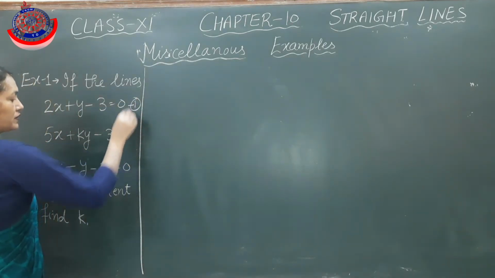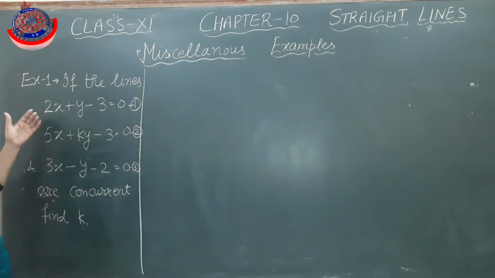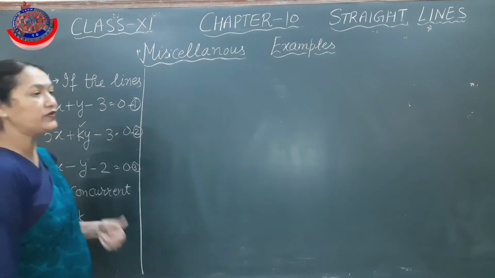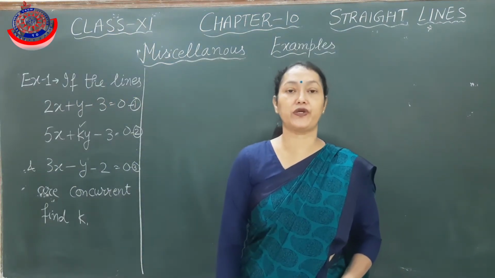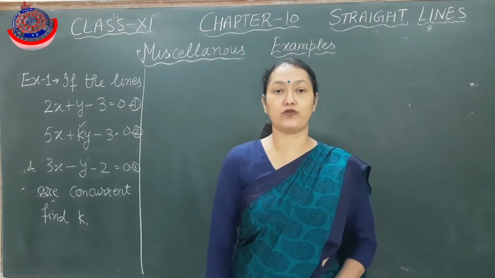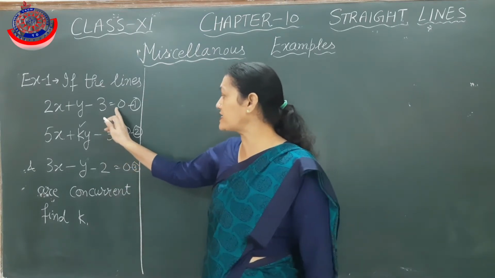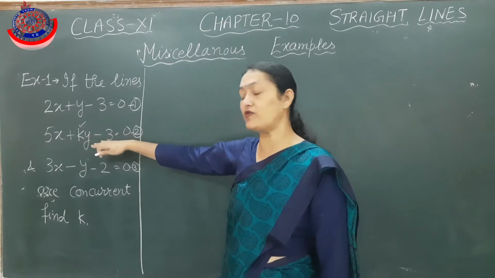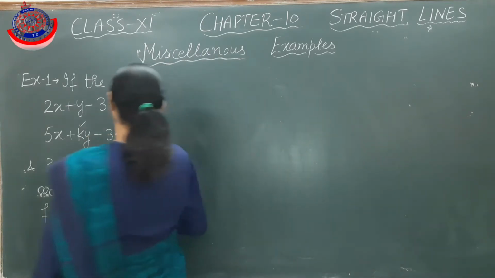If I give them equations 1, 2, 3, and this missing value is in the second equation, then just by solving the first and third equations by any of the methods that we have learned in class 10th, elimination method, substitution, or cross multiplication, we find the values of x and y. Then put these values in the second equation, and we will get the value of k. Let us do it.